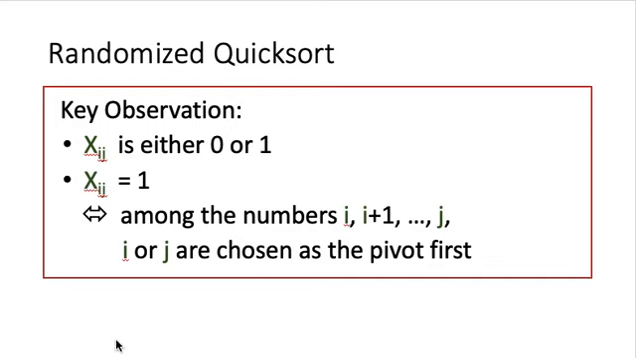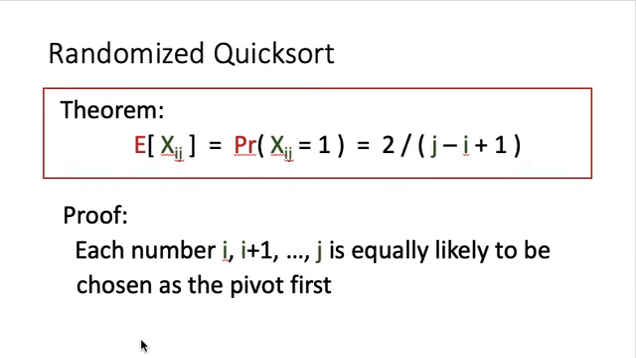Now remember that our algorithm chooses the pivot randomly. So we can find out the chance that i or j will be selected first among all the numbers from this group. So expected value of X_ij, it is an indicator, so it is equal to the probability that X_ij is equal to 1. The chance that X_ij is equal to 1, that is, i and j are compared, is exactly 2 divided by j minus i plus 1, the number of elements in the collection. Okay, so this is easy, right?